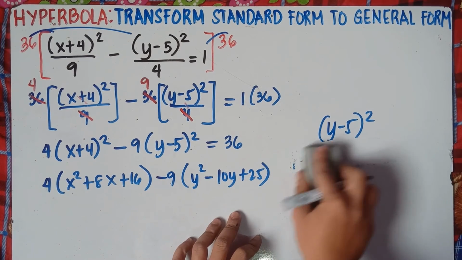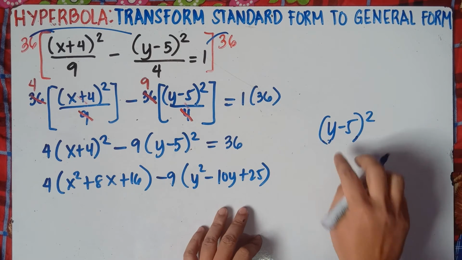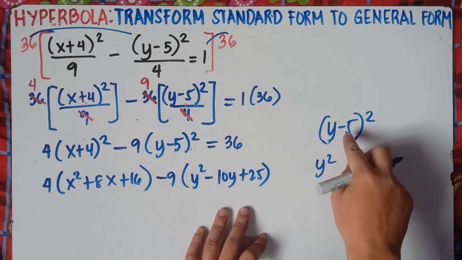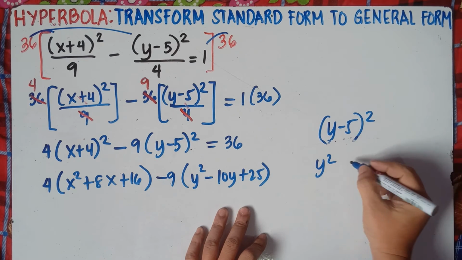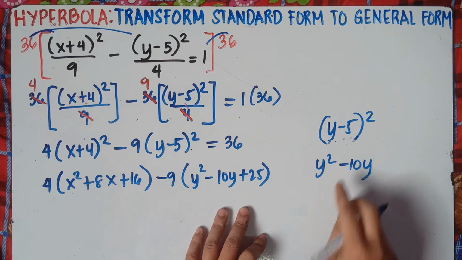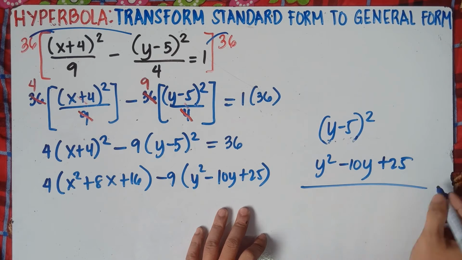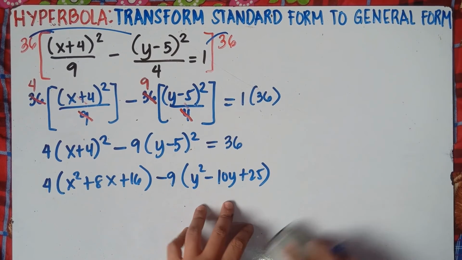Alright, so once again, let's answer this one directly. You square the first term, that would be y squared. You multiply the first term and second term, y times negative 5 is negative 5y, times 2, that's negative 10y. Then you square the last term, negative 5 times negative 5, that's positive 25. And that's it, class, for the square of a binomial. Easy, right?